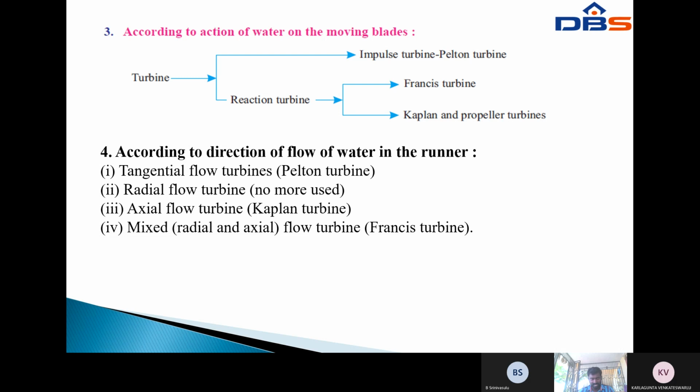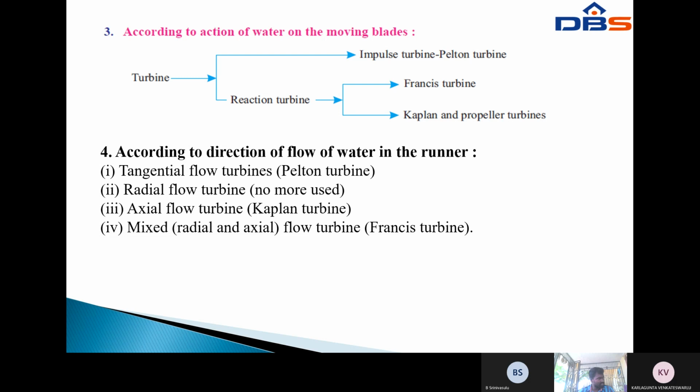Next, according to the direction of flow: tangential flow, radial flow, axial flow, and mixed flow. This is the direction of flow of water. Next, according to the head: high head, medium head, low head. High head example, Pelton wheel. Medium head example, modern Francis. Low head example, Kaplan turbine.